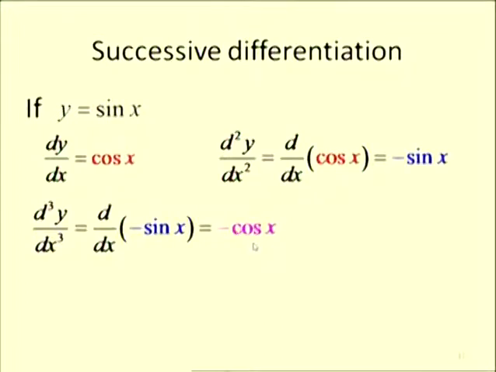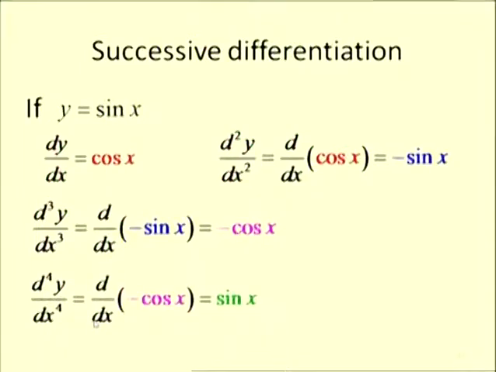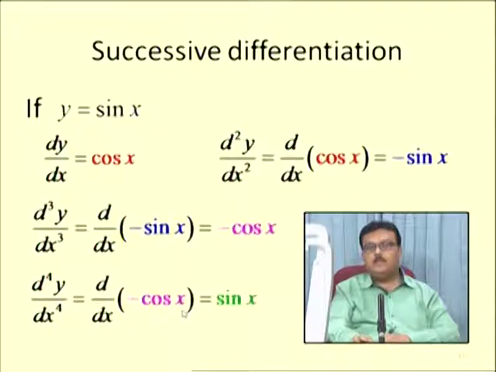If we differentiate one more time, that is the fourth order derivative, d4y by dx4 is equal to d by dx of minus cos x. Minus cos x is the third order derivative of y with respect to x. So if we differentiate cos x with respect to x, it gives sin x, and the minus sign is already there, so minus minus plus sin x. So the fourth order derivative of y is equal to sin x once again.